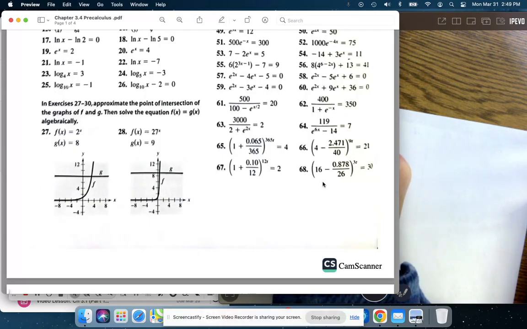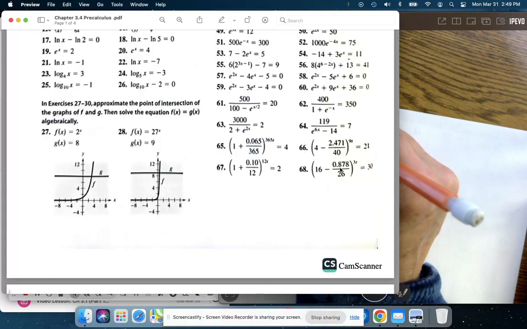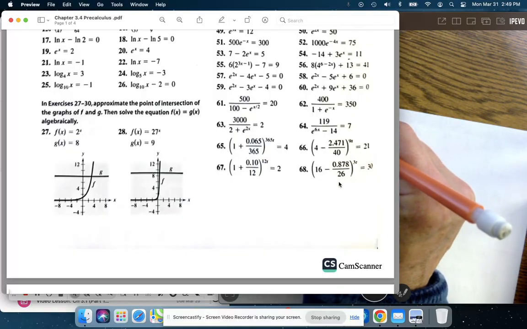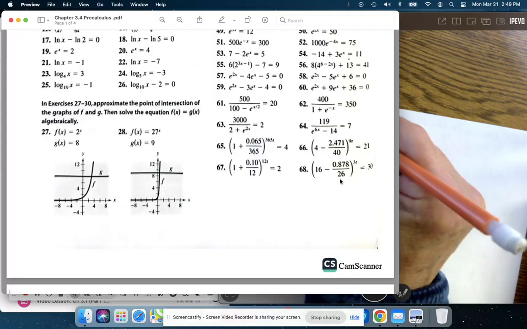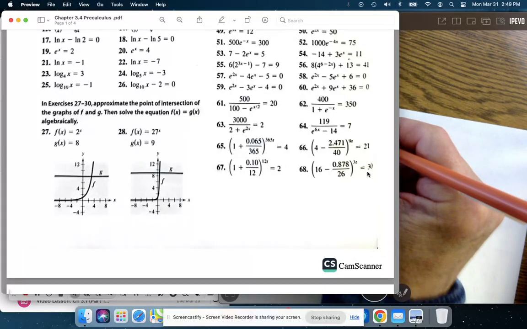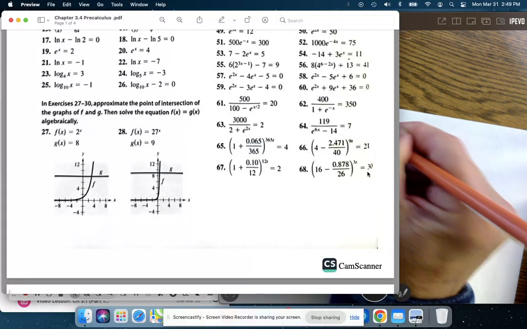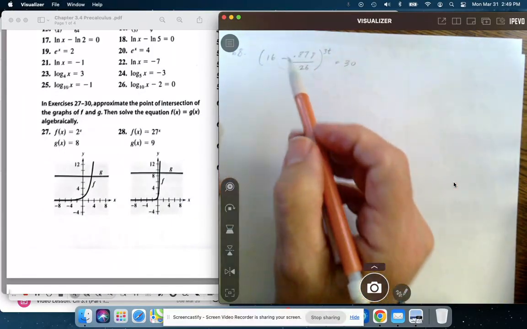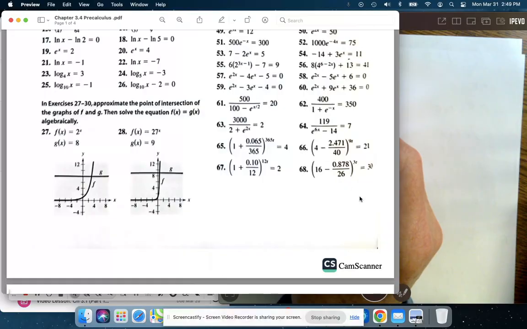Problem 68 says 16 take away 0.878 divided by 26, raised to the 3t, equals 30. All right, so this is just one big number. I'm not sure what the point of this is. I don't know why they would write it this way.